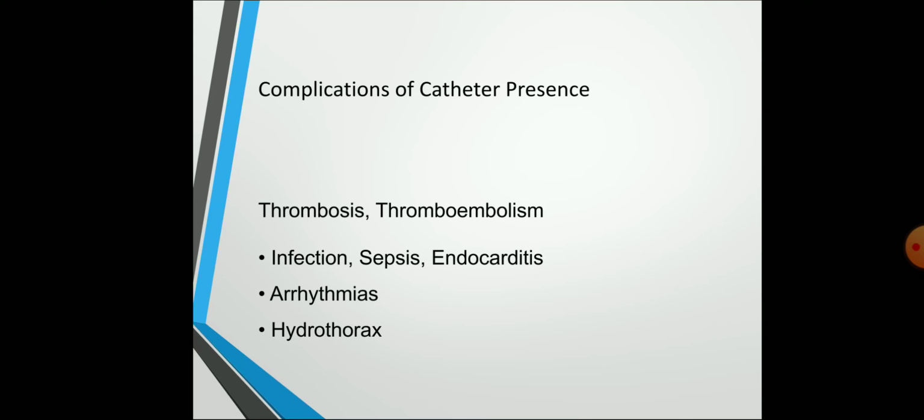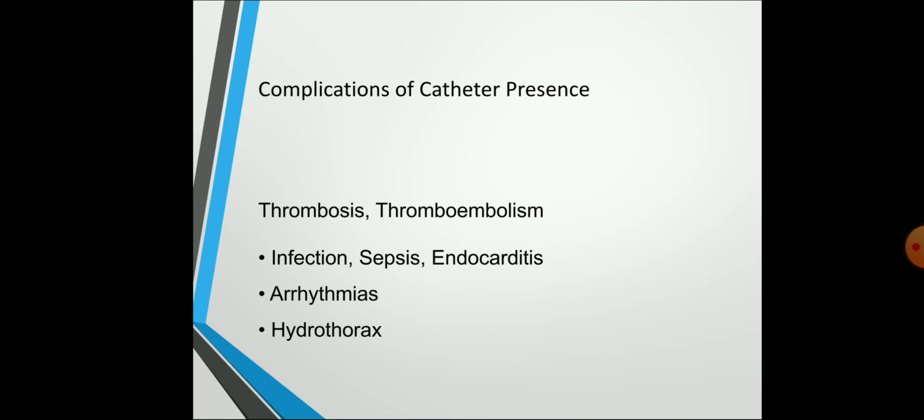Now what are the complications because of the catheter? The most important complication of the catheter remaining in situ is an infection. So normally you don't use a central venous access catheter for more than 1 week to 2 weeks. If it's more than 1 week, then there is an increased chance that the patient could get a bloodborne infection.